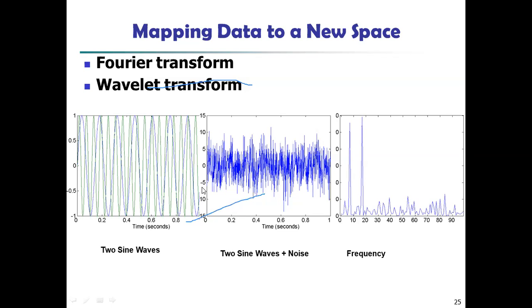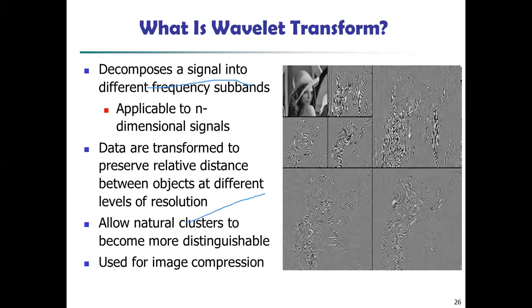Here you don't have any noise. But whenever noise is added to the original data, the frequency changes. So you have to identify it with wavelet transforms. That is the two sine waves plus noise. We have to represent it in frequency, mapping the data to the new space. See here, what is the wavelet transform? The wavelet transform decomposes the signal into different frequency subbands.